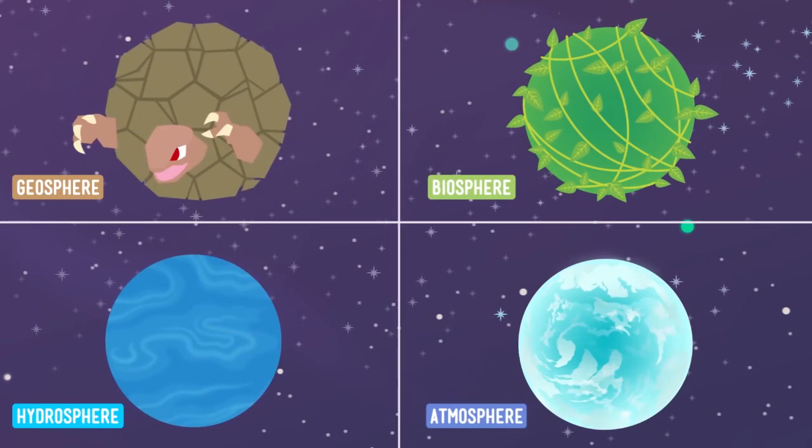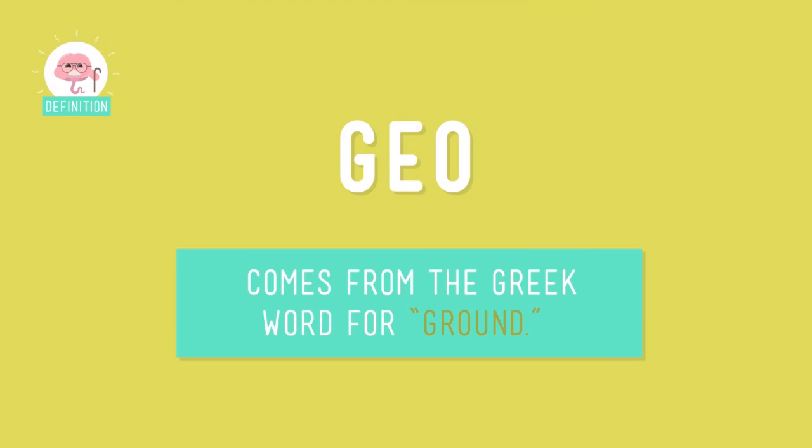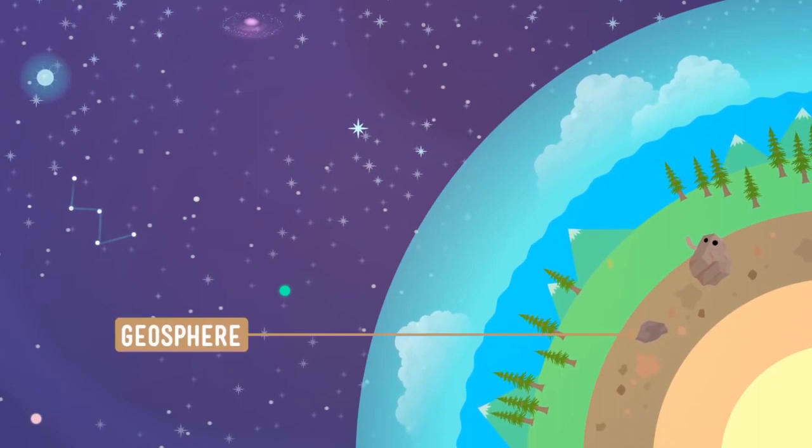Up first is the geosphere. Geo comes from the Greek word for ground. You may have heard this before in words like geology or geography. It basically means having to do with the Earth. And in a way, the geosphere is kind of like the skeleton of our planet. All of the other spheres are built on top of it.